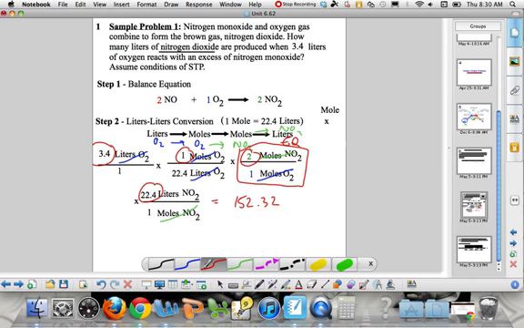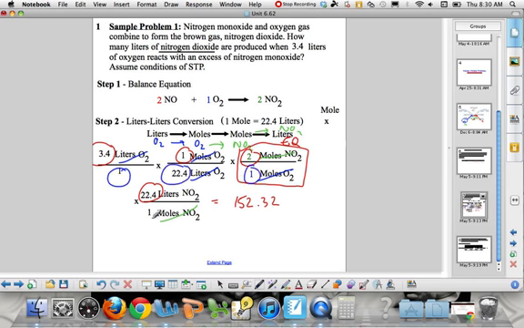Down on the bottom, I have 1, 22.4, 1, and 1. So on the bottom, I'm dividing this by 22.4. And when I do this math, I will get an answer of about 6.8 liters of NO2. There we go. Let's take a look at one more example.